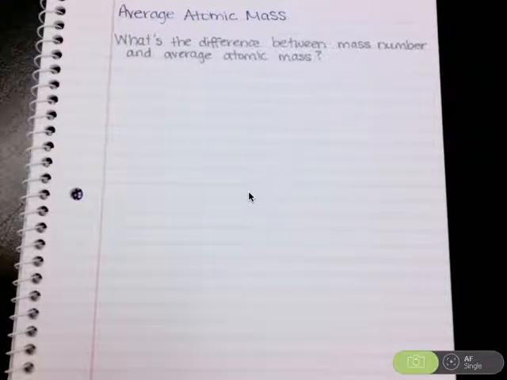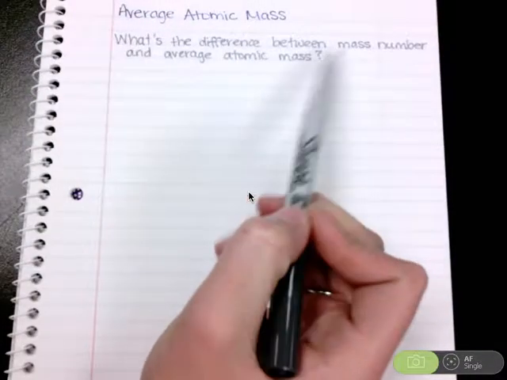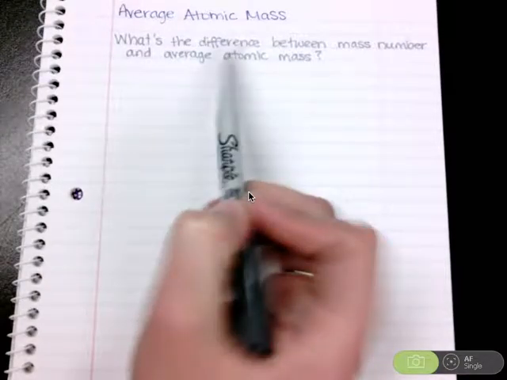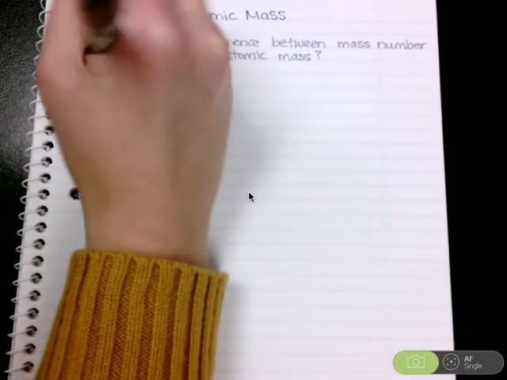So in our second video, we're going to talk about average atomic mass. So our leading question is, what is the difference between mass number and average atomic mass? They both have the word mass in them, but what is different about these two numbers? So we're going to start with mass number.